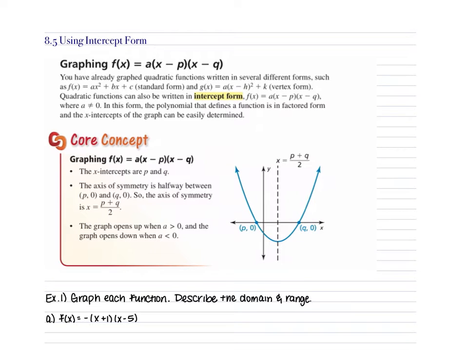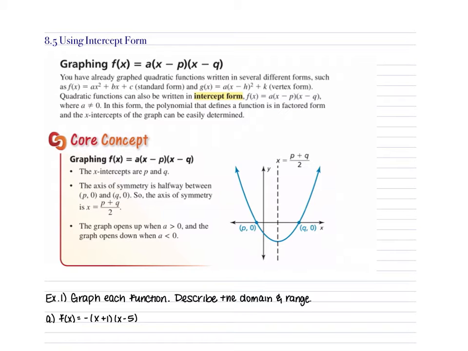8.5 is using intercept form in order to graph these quadratic functions, or these parabolas. The first part that we're going to be looking at is graphing in the form f of x is equal to a times x minus p times x minus q. Now, I'm not going to require you to graph these. The only thing that we are doing is to find the x-intercepts and to find the axis of symmetry.